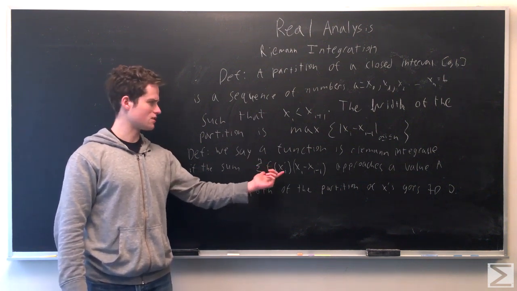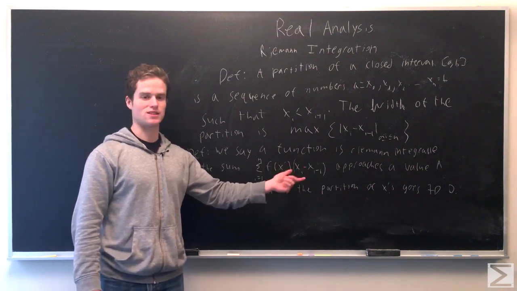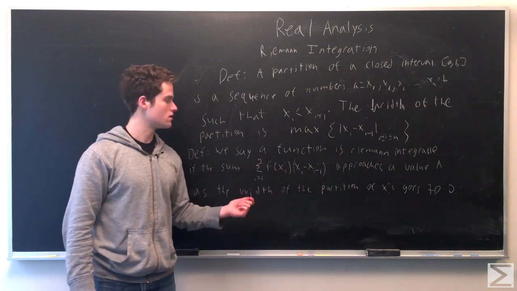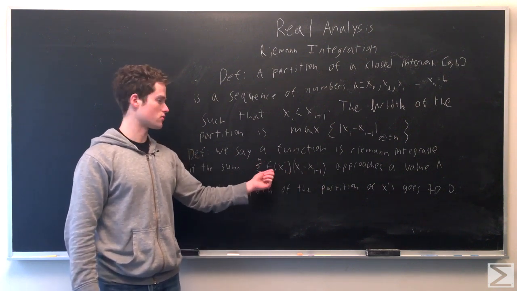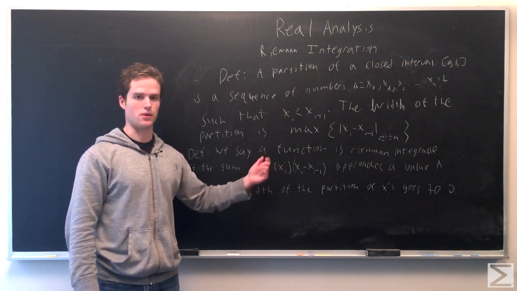So more rigorously, we say as the width of the partition is less than delta, this minus some number, absolute value of that, is less than epsilon. So this approaches some value, which will be the integral of f of x on the interval ab.